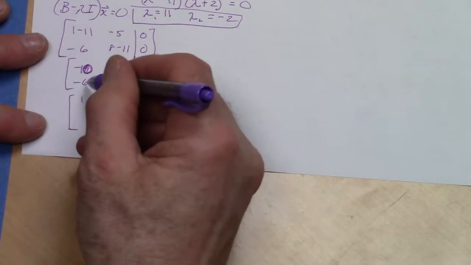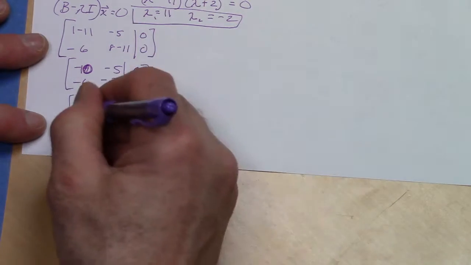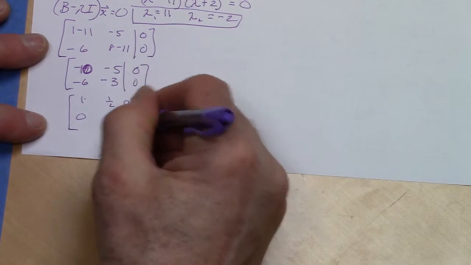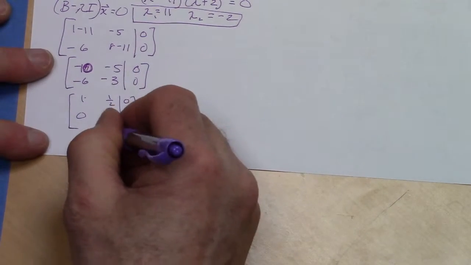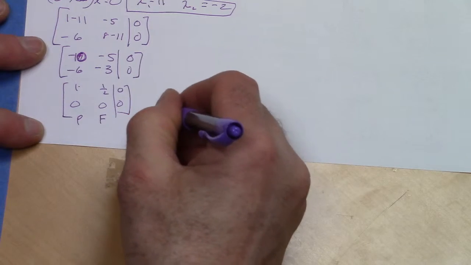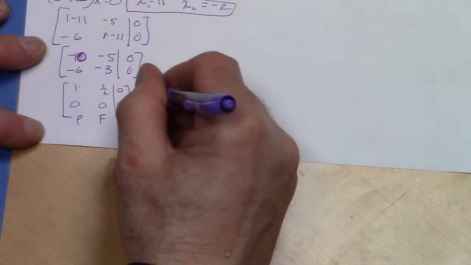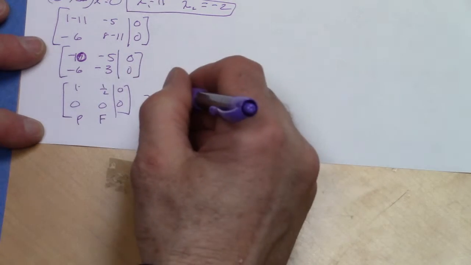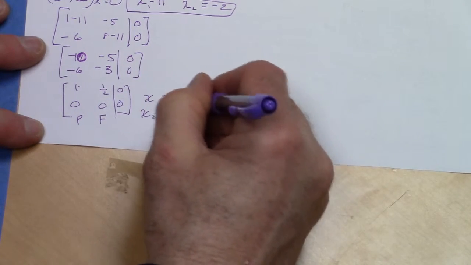And then if we add 6 of these to this row, we'll get 0 there, because we should get a free variable. And so there's our free variable, there's our pivot. So our x sub 2 is equal to x sub 2, it's free. And our x sub 1 is going to equal, if we subtract 1/2 from both sides, negative 1/2 x sub 2.